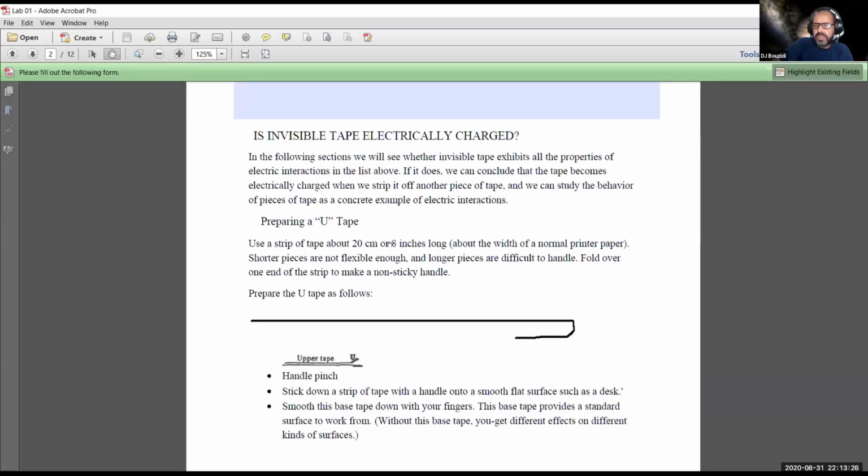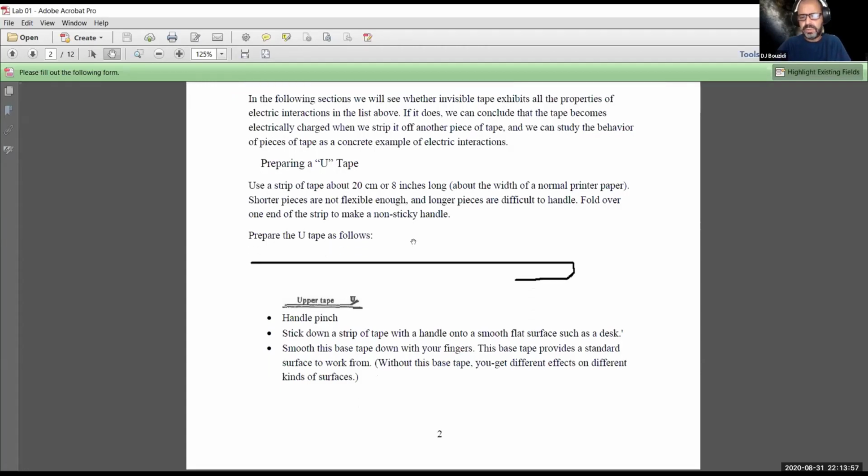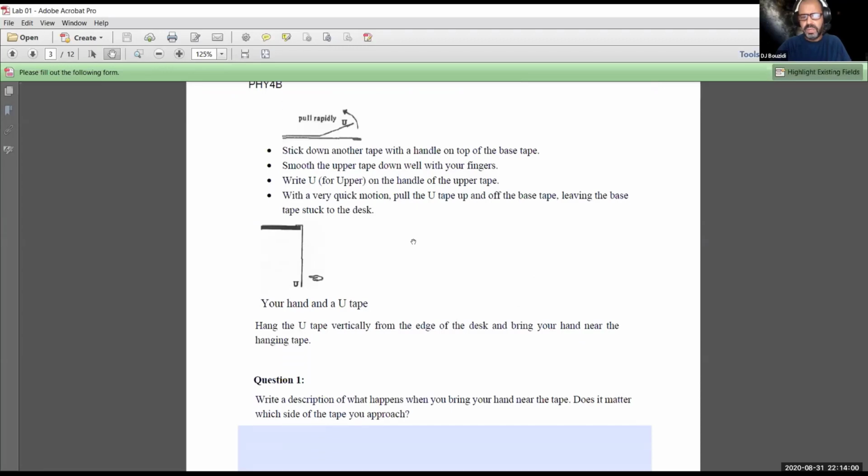Okay, 20 centimeters, 8 inch. You don't have to use a ruler for this; as long as it's roughly this size, it should work fine. There is a sticky side and a non-sticky side. The sticky side, of course, is where it sticks, but when you're interfering, try to go from the other side. And you should see the interactions happening in front of you. So that's question 1.